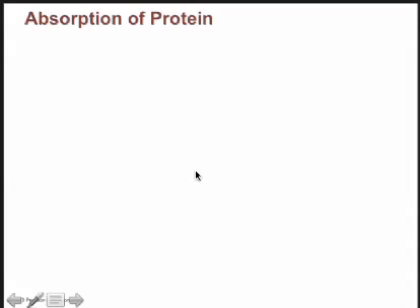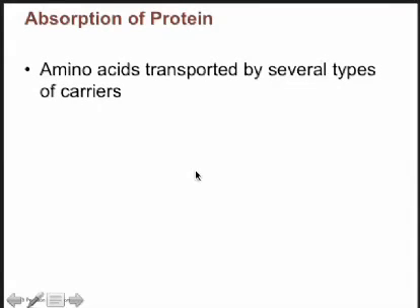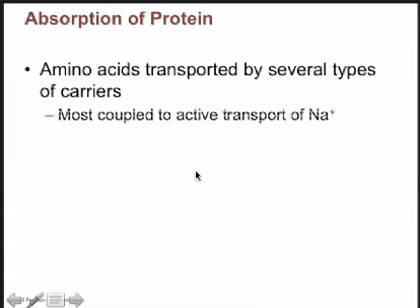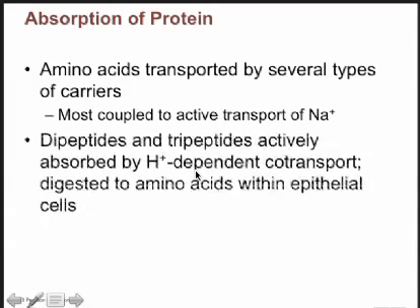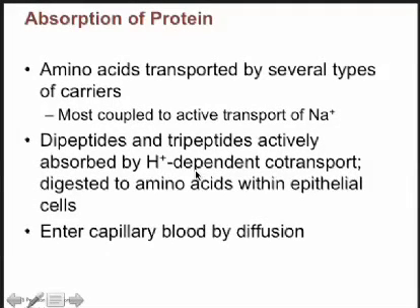Okay, protein is broken down into amino acids, which are transported by several different types of carriers. Most are coupled to the active transport of sodium. Dipeptides and tripeptides are actively absorbed by a proton-dependent cotransport. They're digested to amino acids within the epithelial cells, and then they enter the capillary blood by diffusion.